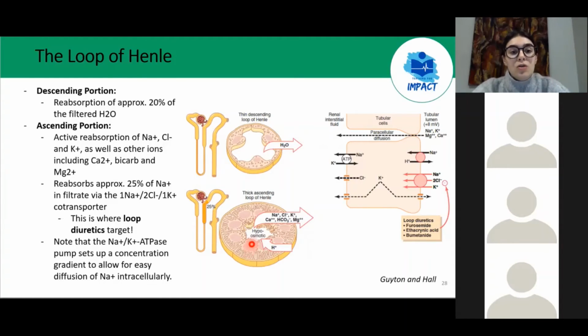Cool. So in our thick ascending loop of Henle, this is where about 25% of our sodium is reabsorbed. This occurs via this transporter, called the sodium chloride potassium co-transporter. And this is actually where loop diuretics target.